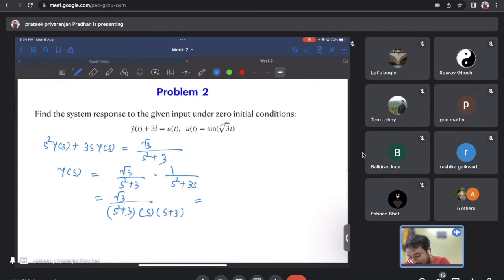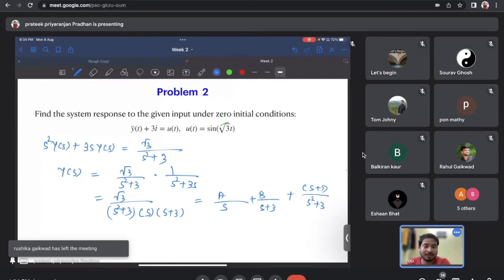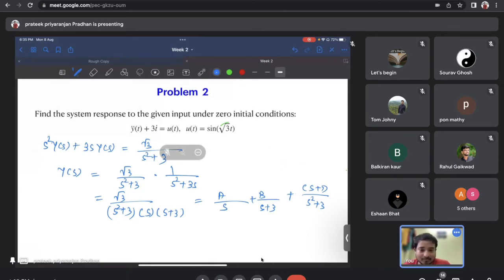So if I do some partial fraction, as I have mentioned in the last class, A by s plus B by s plus 3 plus Cs plus D by s square plus 3. Can somebody confirm the values? What are the A, B, C, D? Because I have calculated the answers, I have my values, but I want you guys to be participating in this. So can I get the values of A, B, C, and D? I'll be waiting for 2 minutes.